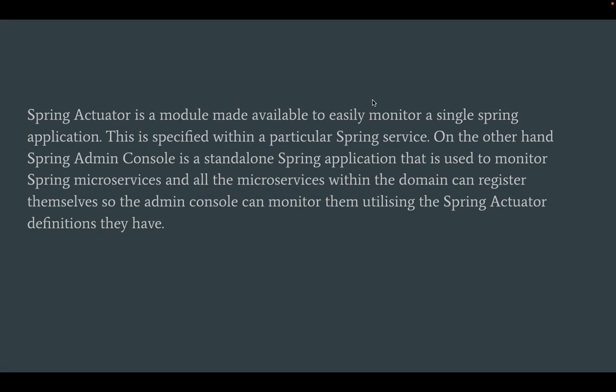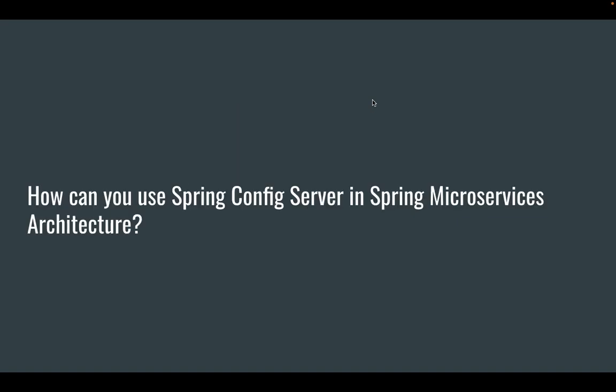And also you can then go into the log levels for the different microservices and see what the issues are based on that particular logging message that you would see over there. So this is the difference between Spring Actuator and Spring Admin Console. So that one is done, and let's move into the next one.